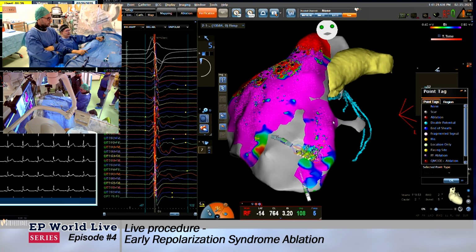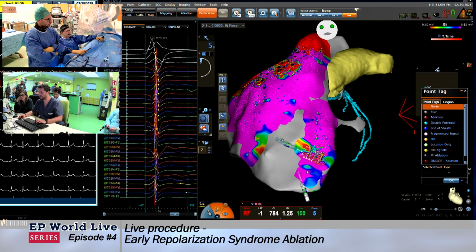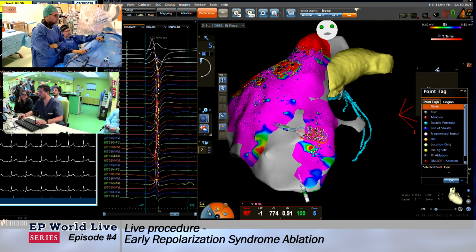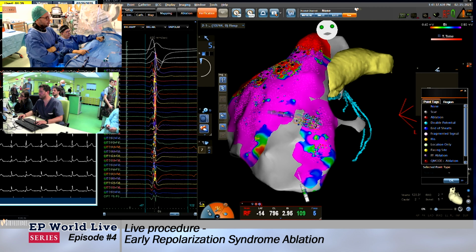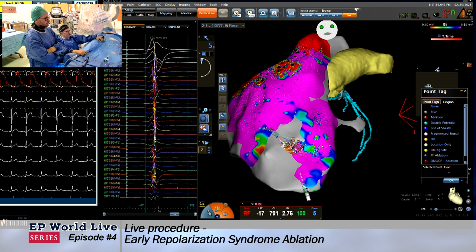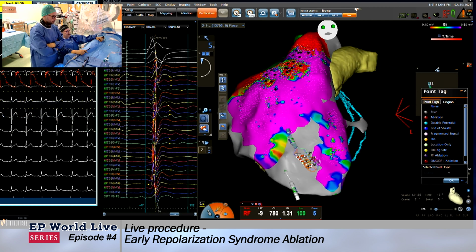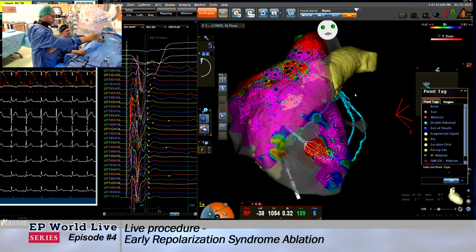In the left ventricle, the activity is completely normal. We don't see late activity or fractionation, so again, the signal is normal, and we are absolutely close to the descending artery. Let's rotate a bit.